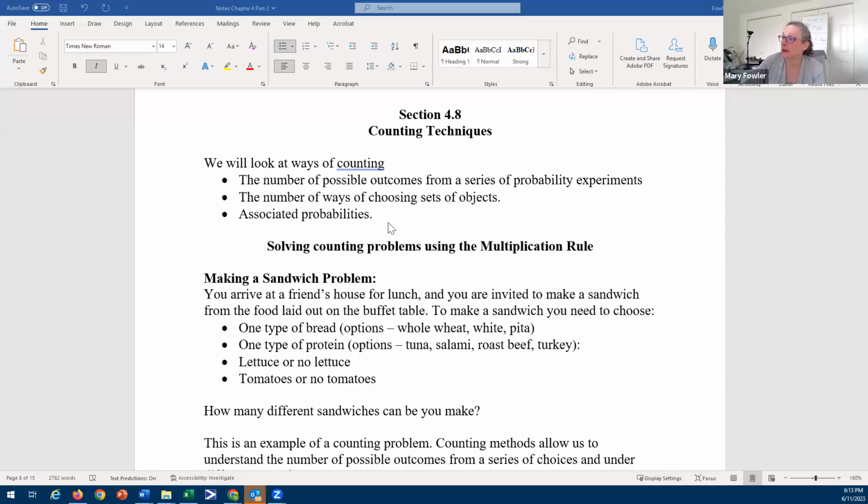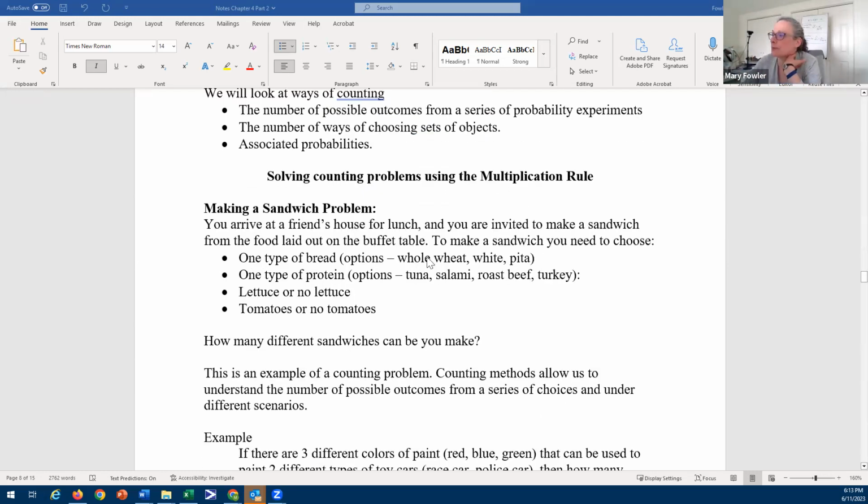Today we're going to be looking at ways of counting. We're going to look at the number of possible outcomes from a series of probability experiments. We're going to look at the number of ways of choosing a set of objects, and then there are some associated probabilities that we want to connect these counting methods with.